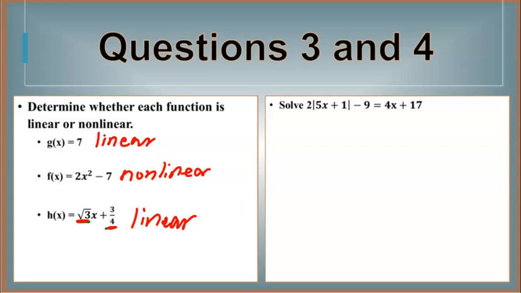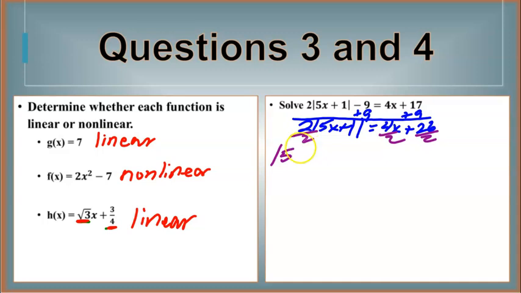Question 4. Solve this absolute value equation. Now the first thing I want to do is get the absolute value by itself. So I'm going to add 9 to both sides. And this is going to give me 2 times the absolute value of 5x plus 1 has to equal 4x plus 26. Now to get my absolute value completely by itself, I'm going to divide everything by 2. And now I have the absolute value of 5x plus 1 is equal to 2x plus 13.